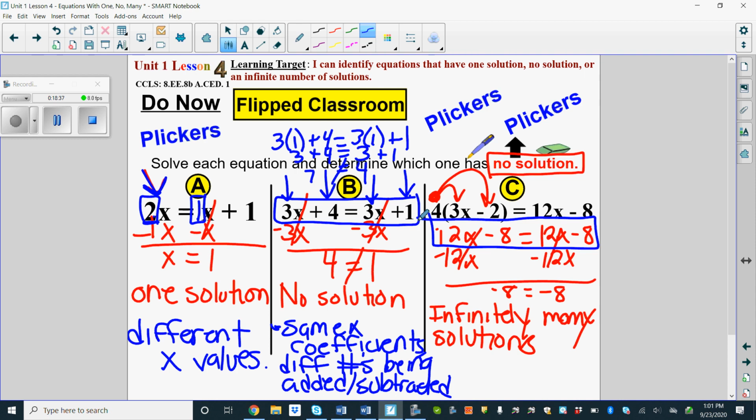So if we look here, you see on the left side, it says 12x minus 8. And then on the right side is 12x minus 8. So therefore, if you see the same expression on both sides, you know it's going to be equal because 12x minus 8 is always going to equal 12x minus 8. So our note down here is the same expression on both sides. Okay, and we are done.